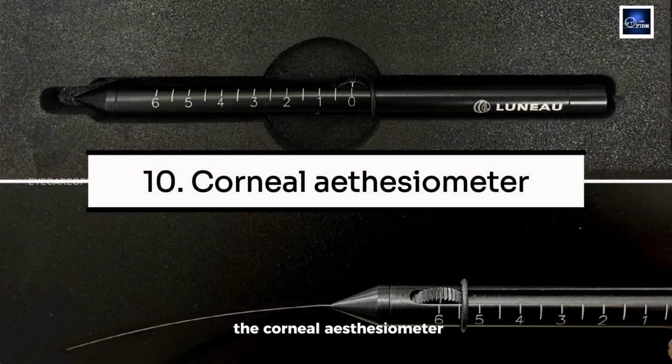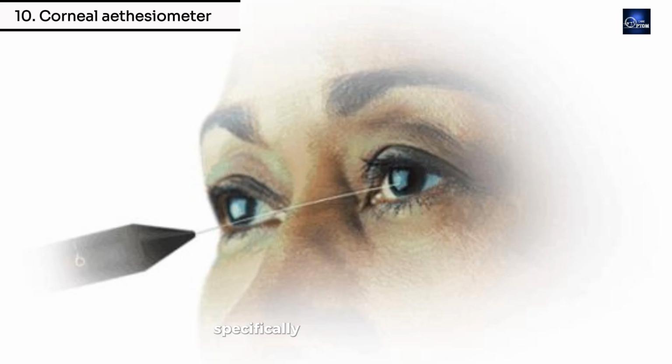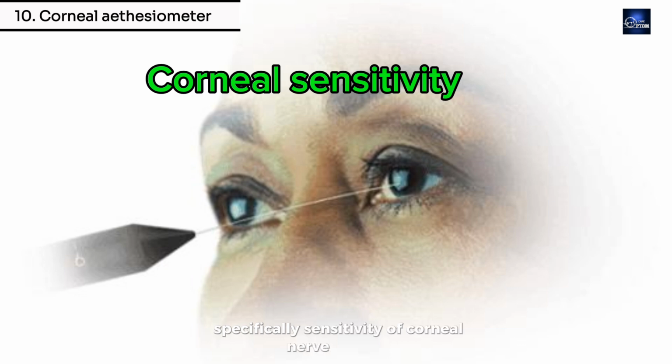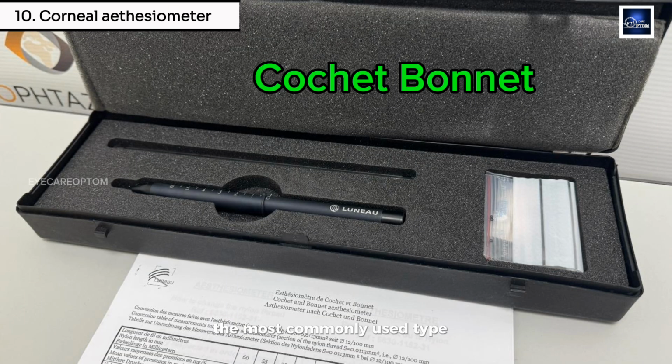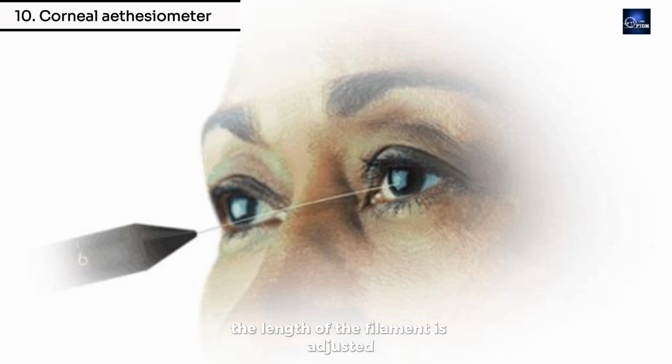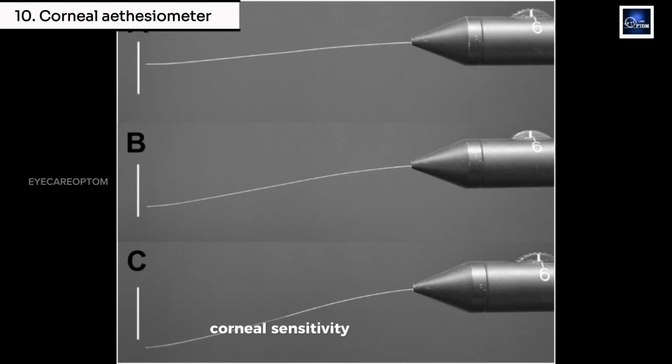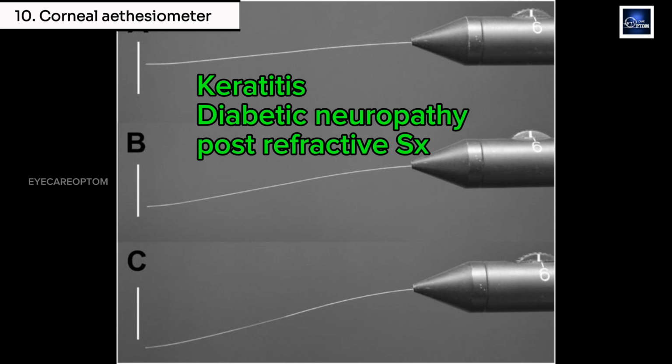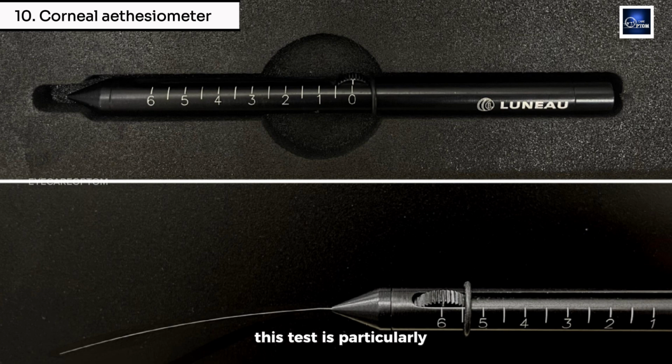The corneal aesthesiometer measures corneal sensitivity, specifically the sensitivity of corneal nerve endings. The most commonly used type is the Cochet-Bonnet aesthesiometer, which uses a fine nylon filament that is brought into contact with the corneal surface. The length of the filament is adjusted until the patient just perceives the touch. Reduced corneal sensitivity is seen in cases like keratitis, diabetic neuropathy, and after some refractive surgeries. This test is particularly important in contact lens wearers, as prolonged wear can reduce corneal sensitivity over time.